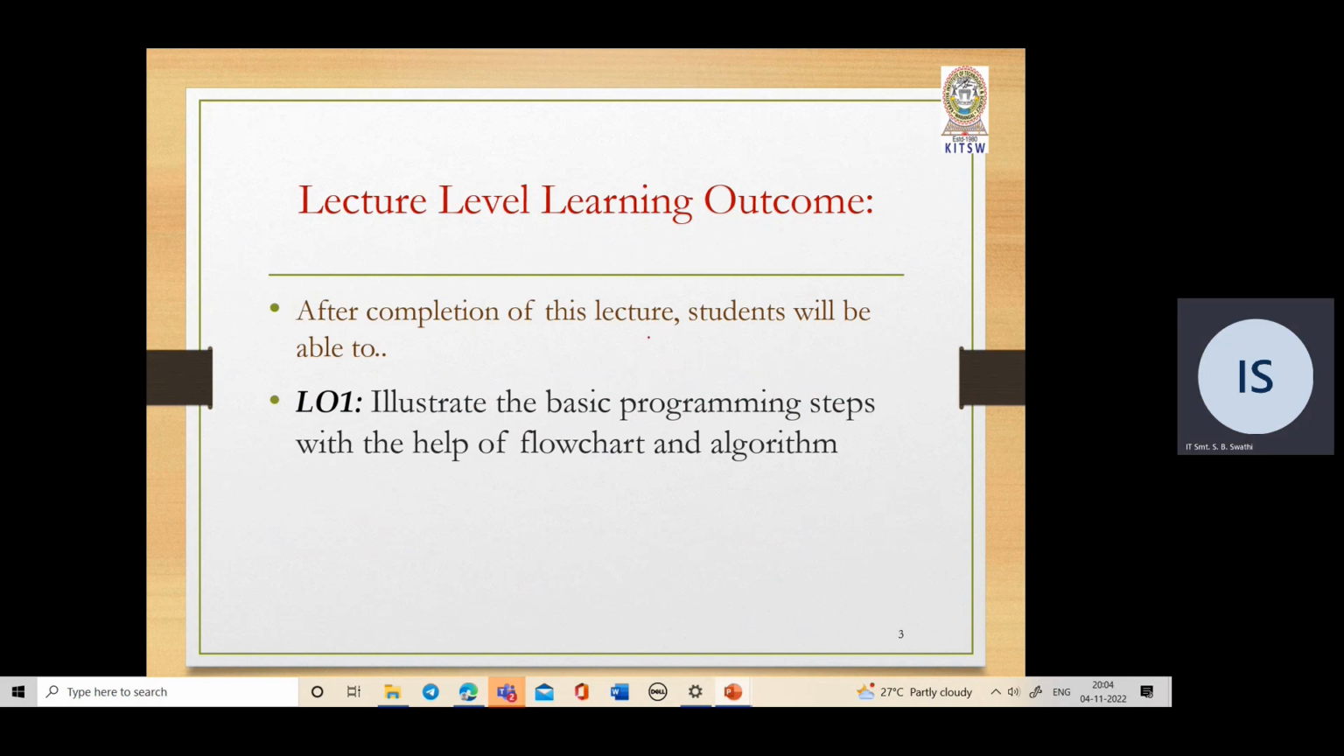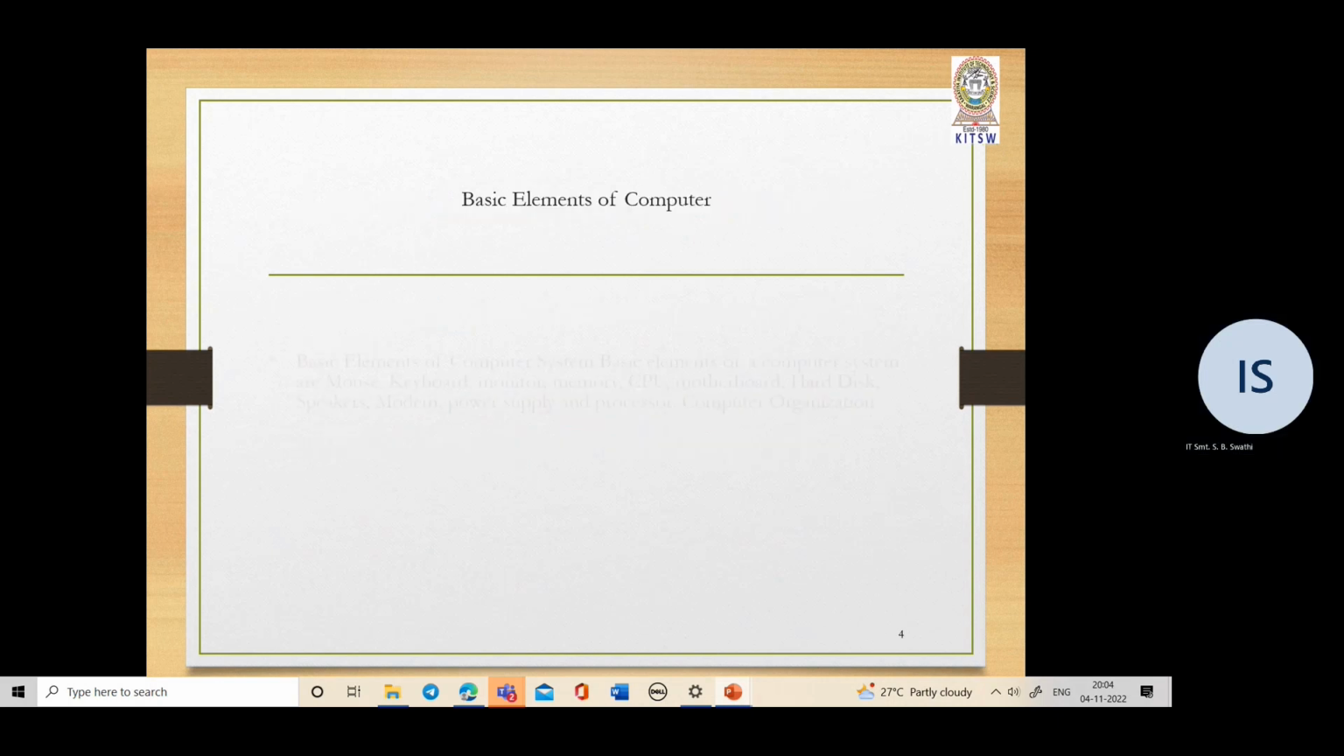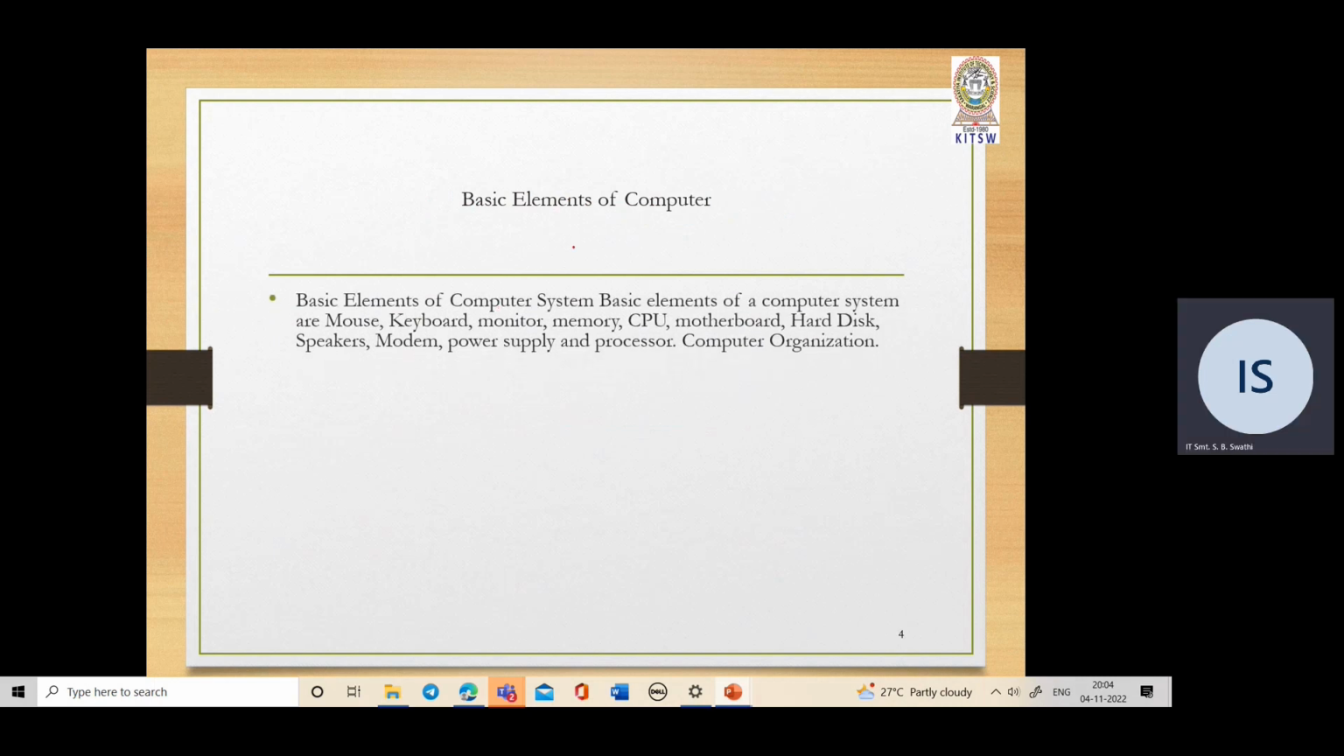Students, after completion of this lecture, you will be able to illustrate the basic programming steps with the help of flowchart and algorithm. So initially we should see some salient features related to the elements of the computer. The basic elements of a computer are mouse, keyboard, monitor, memory, CPU, where the motherboard will be there, hard disk will be there, right? And these are some other auxiliary equipment which we require: speakers, modem, power supply, processor.